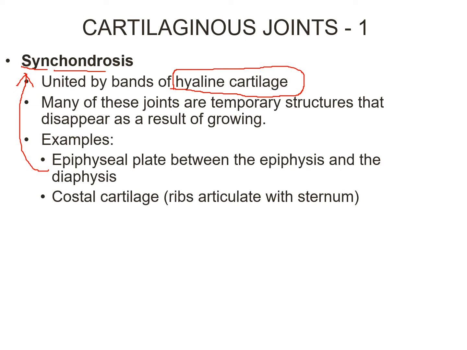So there is a little bit of movement with that, right? Take a really, really deep breath. That cartilage can expand. Your rib cage has to move just a tiny bit. So you can make the argument that the costal cartilage can be considered an amphiarthrotic joint.